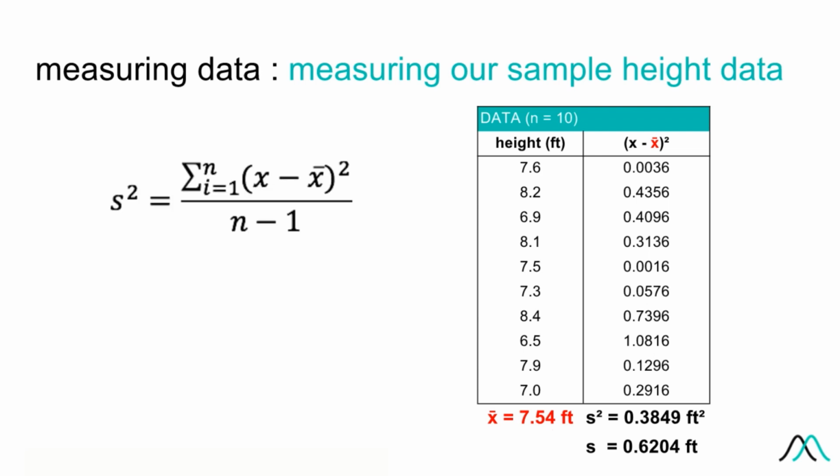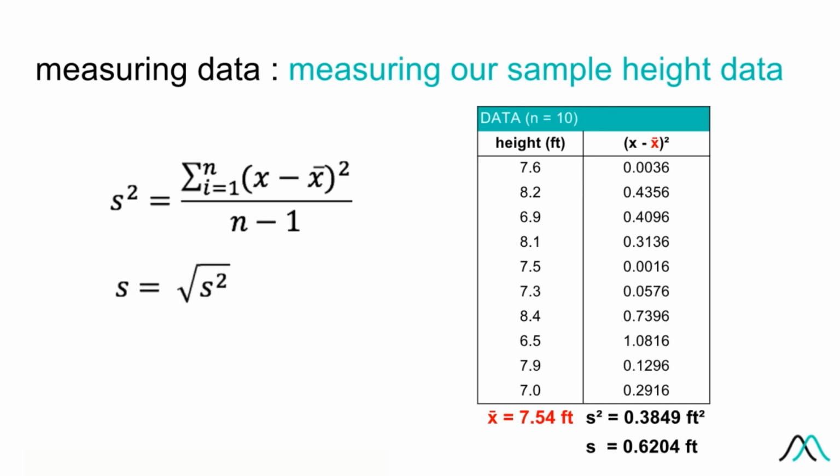Here's the formula for sample variance again, and in the second column, we have each individual data point's squared difference from the mean. For example, this observation, 7.6 feet, minus the sample mean x bar, 7.54 feet, squared gives you this figure. Now, the average of all of these squared differences, the n-1 average, because this is a sample variance we're calculating, gives you 0.3849 feet squared, the sample variance being a squared figure.